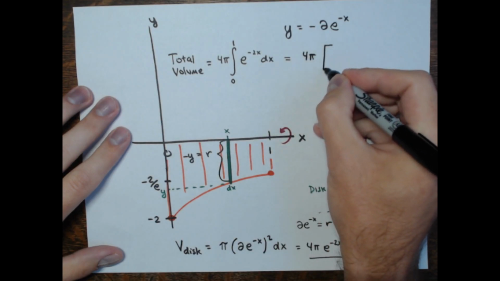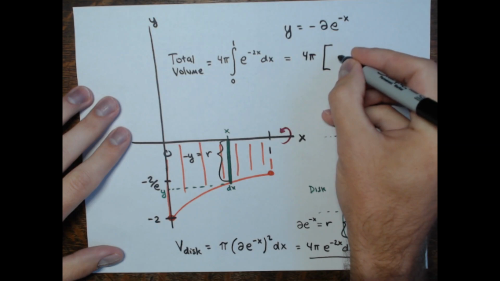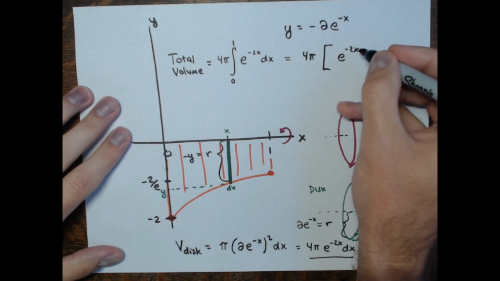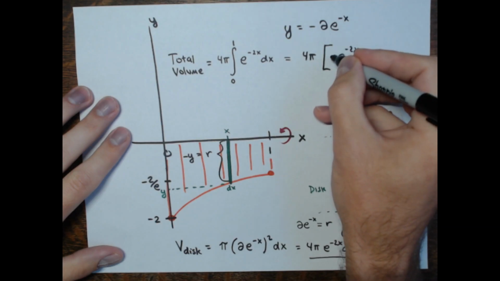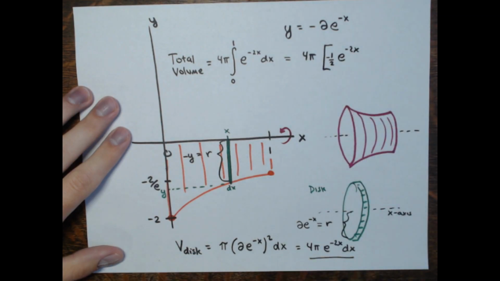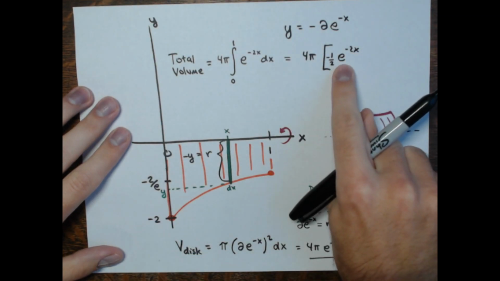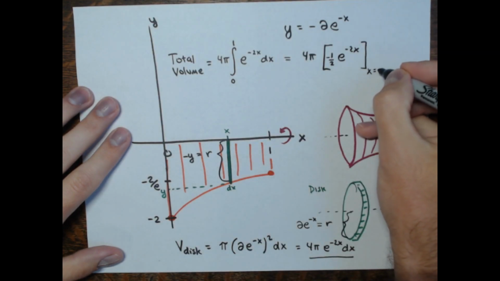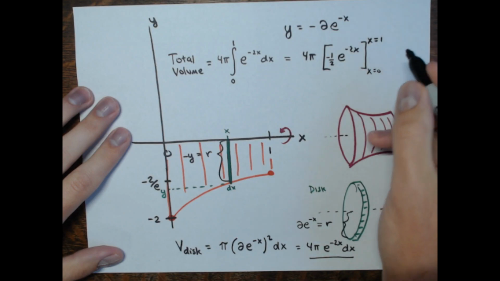This will be 4 pi times the antiderivative. The antiderivative of e to the negative 2x would be e to the negative 2x again, but then to counteract that negative 2, I'm dividing by negative 2, so times negative 1/2. If you were to differentiate this, you'd get this back. And then we're evaluating from x equals 0 to x equals 1.